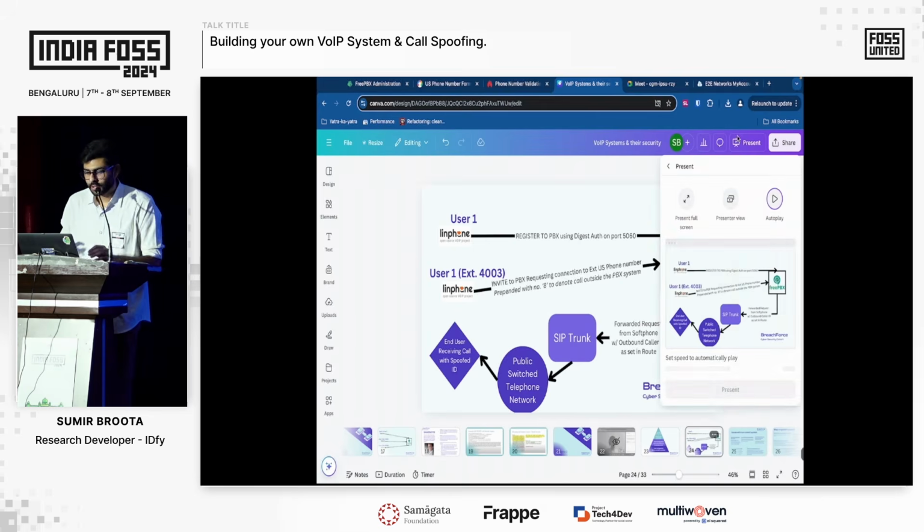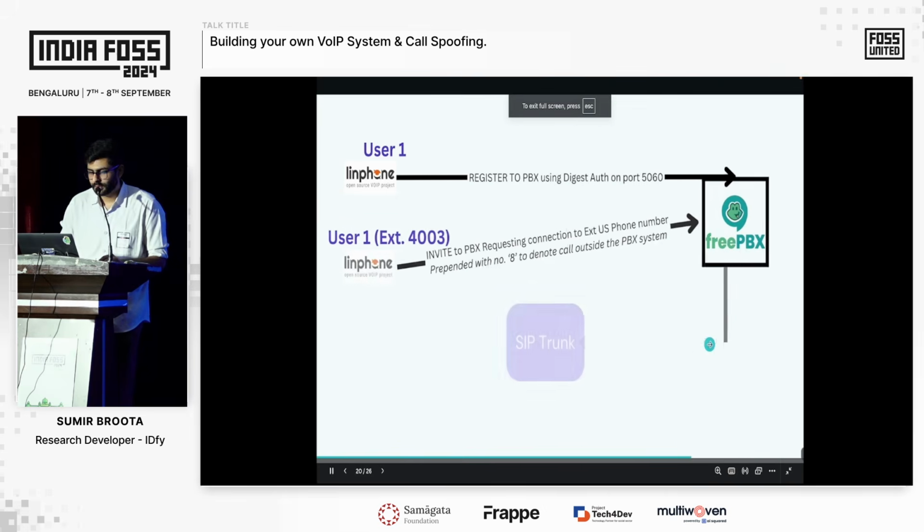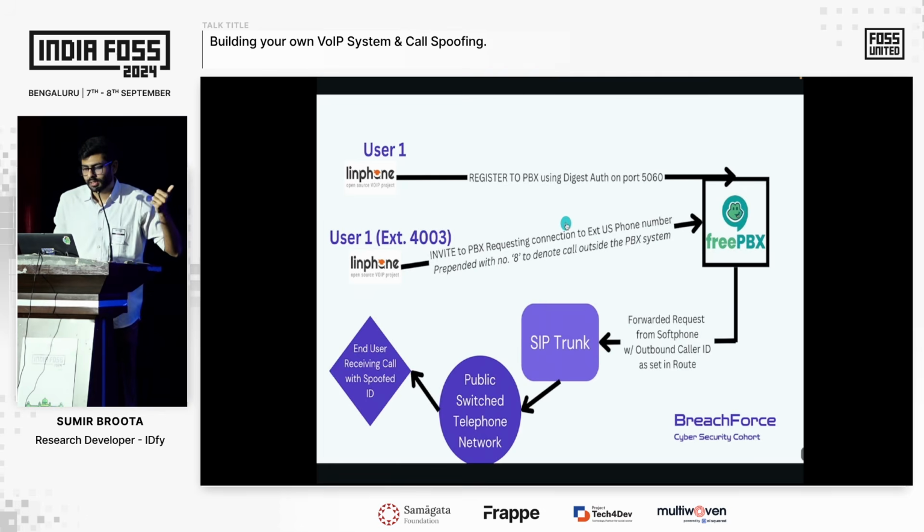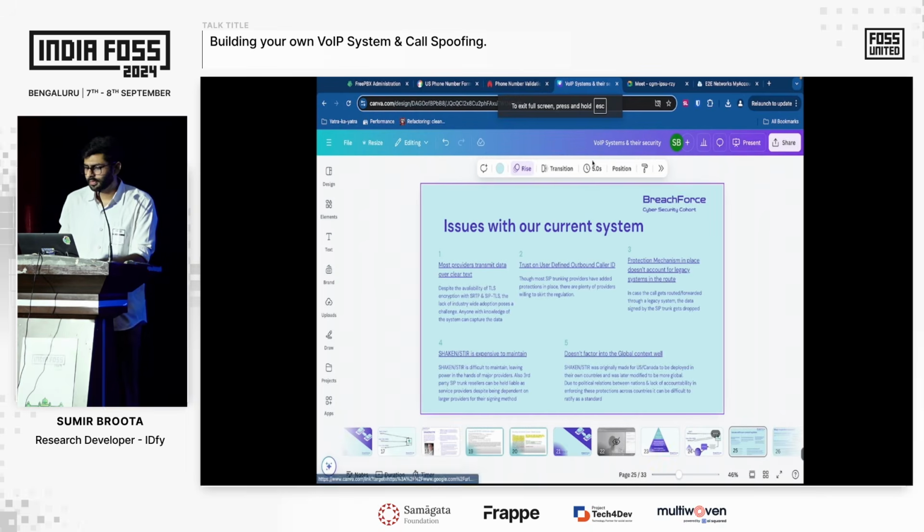And now this is the diagram for the same. So basically, we again authenticated ourselves with the register request to the phone system. And then with the extension 4003, 1 second.